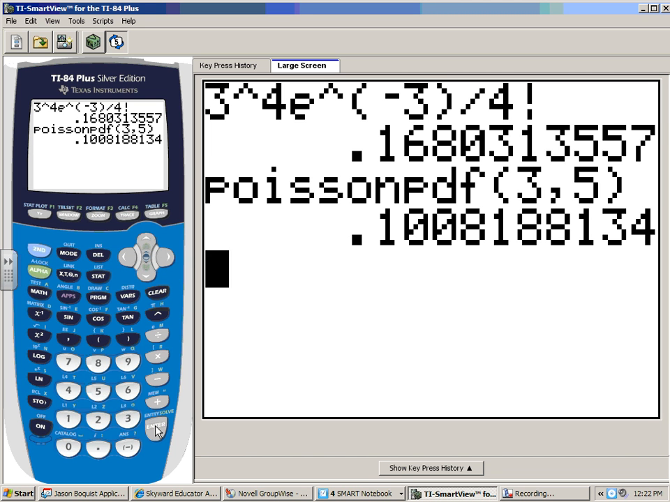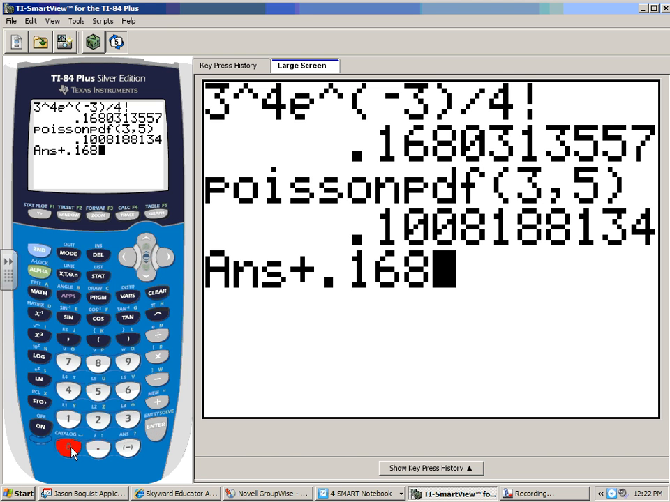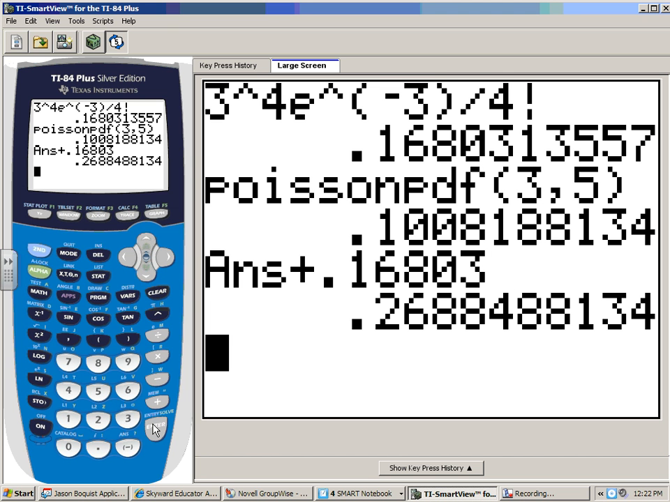So the nice thing here is if you didn't want to round, we could just go ahead and add, and then go 0.16803, and I'm tired, so I'm done. So 26.9% chance that it's either 4 or 5 accidents. Right? Believable. And just out of curiosity, that's the answer, by the way.